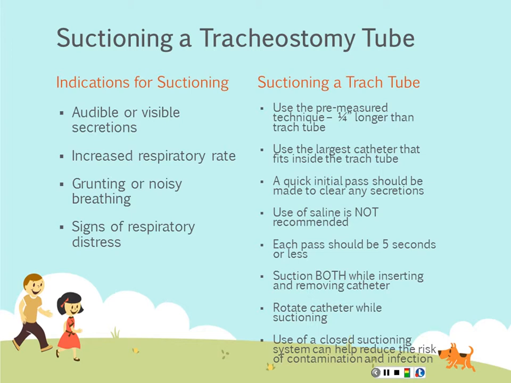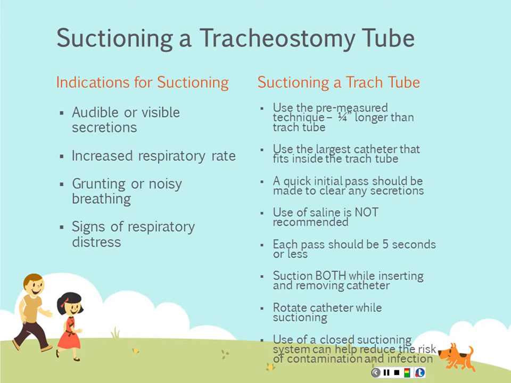You want to use the largest catheter that fits inside the trach tube, and what that's going to do, in the rotating motion, is help clear all the surfaces of any secretions and make it easier to breathe. A quick initial pass should be made to clear any secretions, and then with each additional pass, it should be 5 seconds or less. Intermittent suction, both while inserting and removing the catheter, is recommended. And then we talked about that rotation as well. The use of saline is not recommended. It can actually cause further irritation and trauma and cause aspiration and choking and actually further issues.